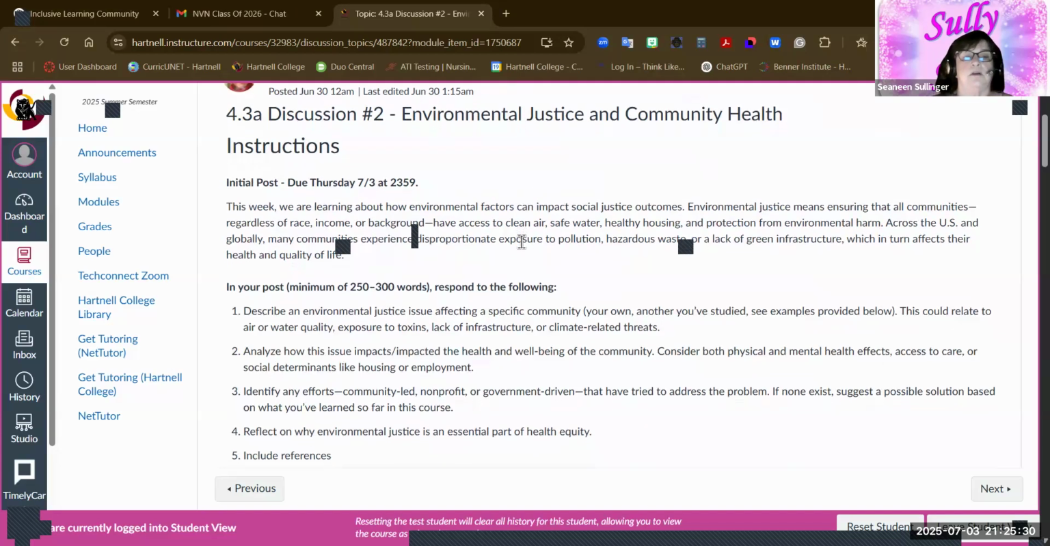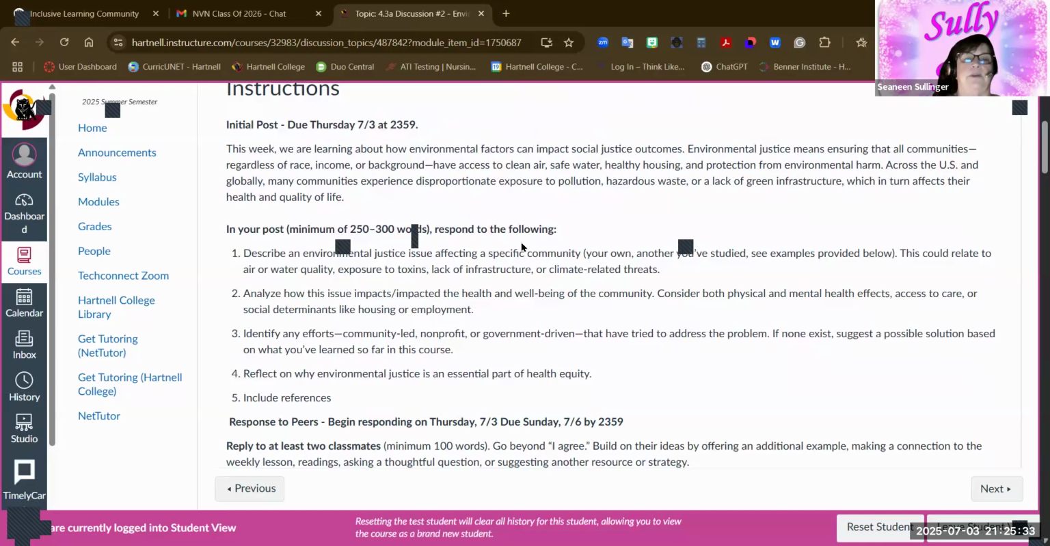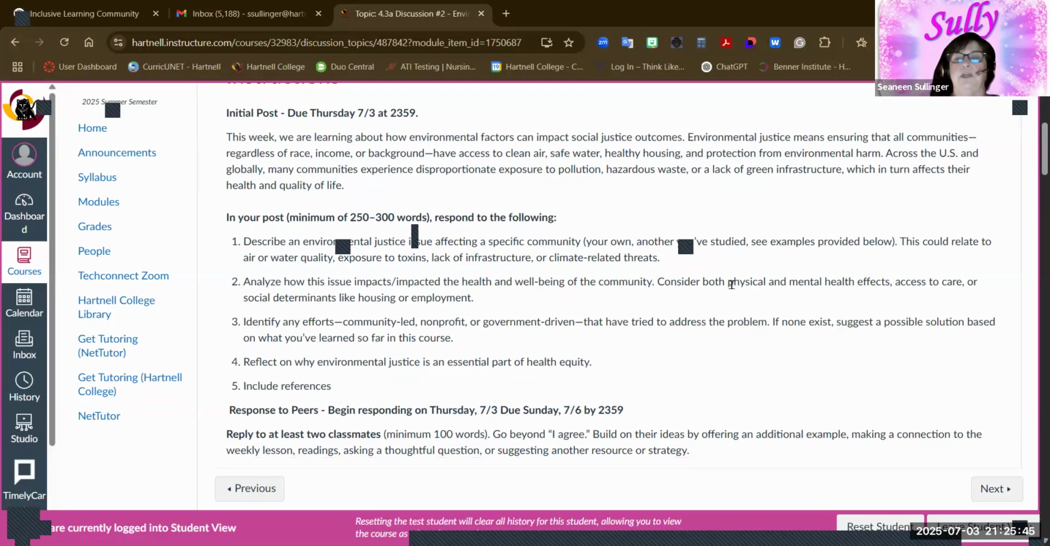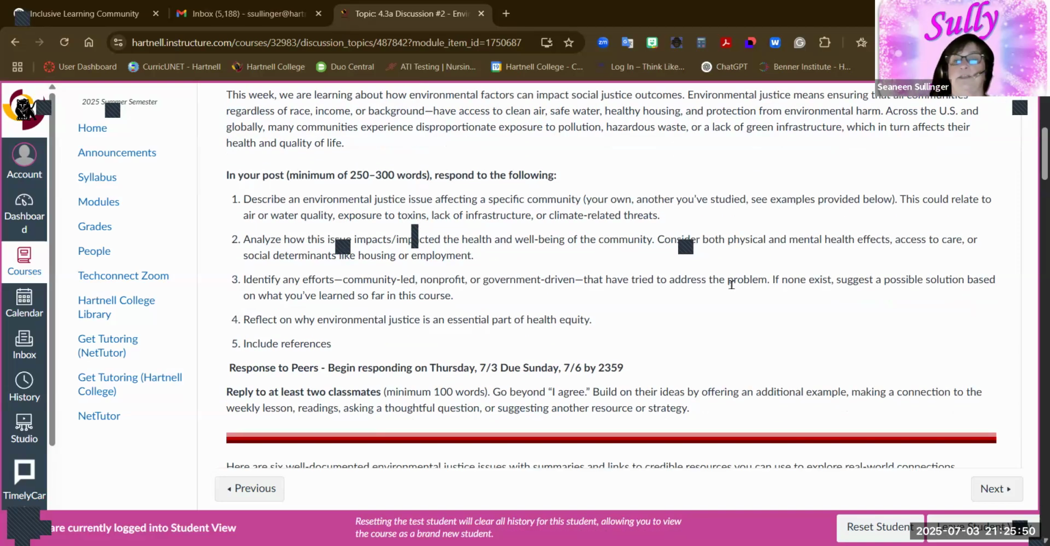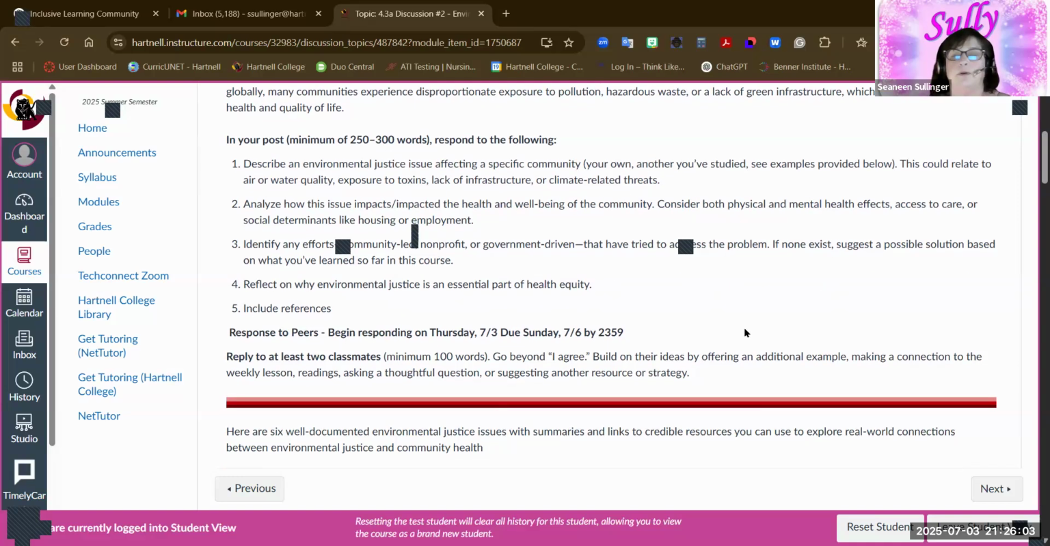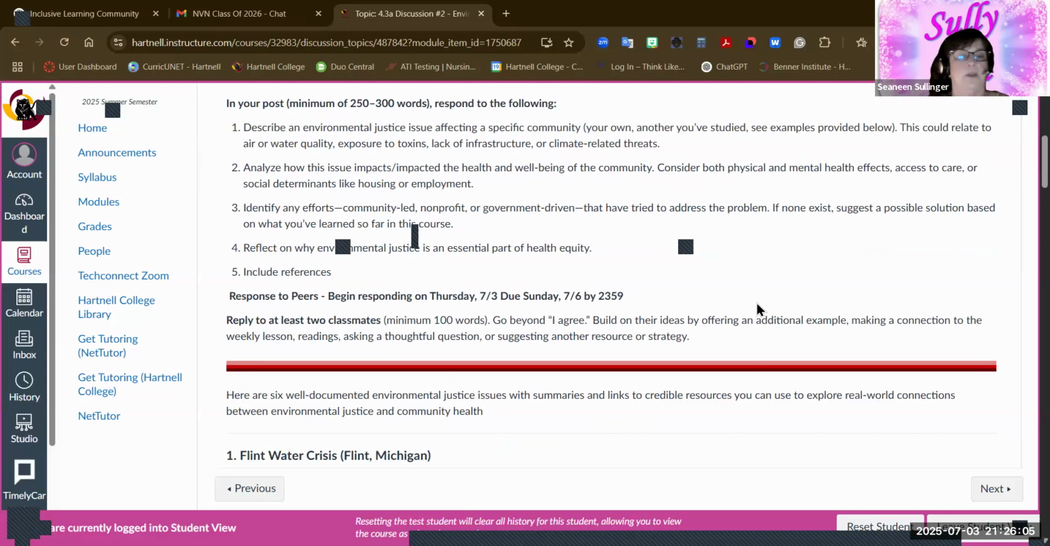And so in your initial post, 250 to 300 words, you're looking at some environmental justice issue that affects a specific community. It could be yours, something you've studied, could relate to anything. And then how that issue impacts the health and well-being of the community, and then identify any efforts, government, community-led, or ideas that you might have to help with that, and then reflect on why environmental justice is an essential part of health equity, and then include a reference. And then reply to at least 2 of your classmates in this way.